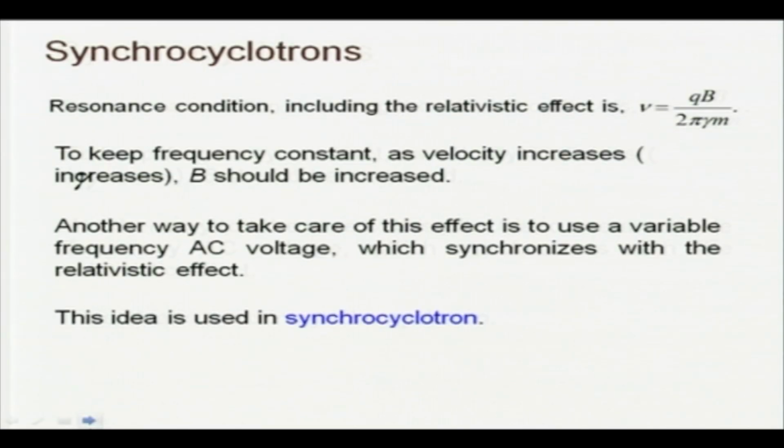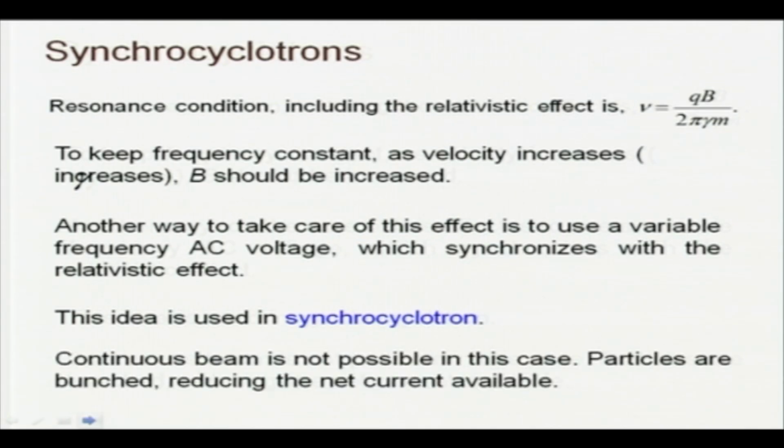Such a way of synchronizing the frequency of the AC voltage with the resonance frequency is used in a slightly modified version of the cyclotron, which is called the synchrocyclotron. So, in the synchrocyclotron you keep B constant, but change the AC. That is what you do.